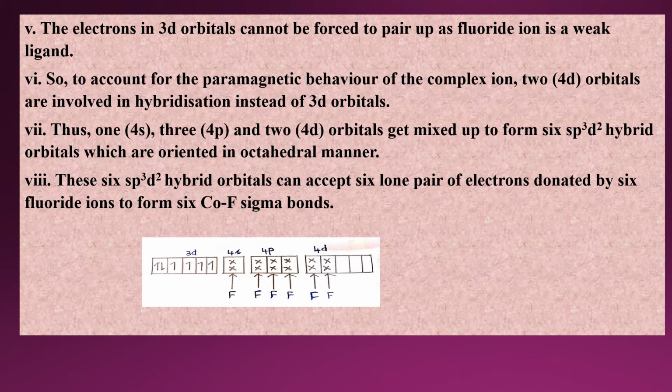Now the 6 sp3d2 hybrid orbitals can accept 6 lone pairs of electrons which are donated by the 6 fluoride ions in order to form 6 cobalt-fluoride sigma bonds. Understood? So this is the way sp3d2 hybrid orbitals are formed. Students, am I clear?